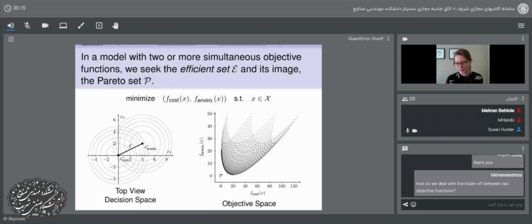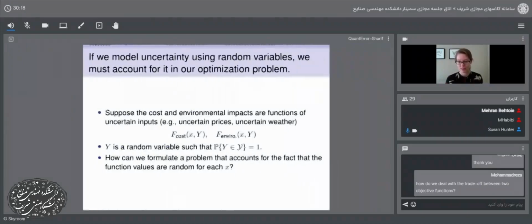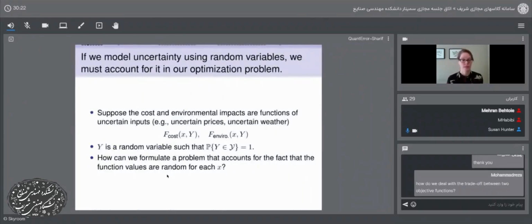Okay, so this is all well and good, but many times we have to model uncertainty because we don't actually know what the cost is going to be. We have uncertain prices, we have uncertain weather, so we don't actually know what our environmental cost or our monetary cost will be. So we're going to express these functions as a function of both the decision variable and a random variable. So capital Y is going to be a random variable such that the probability Y is in its support is 1. And then how do we incorporate this kind of uncertainty into an optimization problem? How can we account for the fact that the function values are random for each little x decision variable that we want to see?